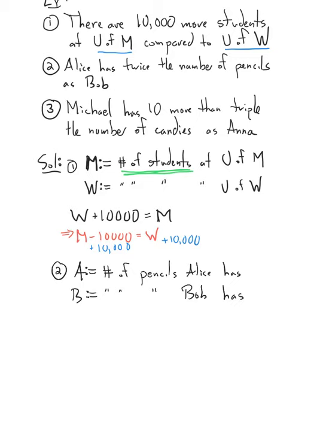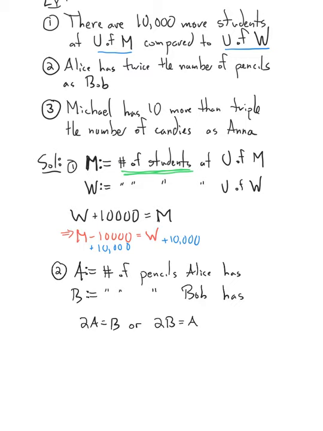Great. So let's go ahead and write this expression. If Alice has twice the number of pencils as Bob, well, there's kind of 2 ways to go. Twice is double, so we'll have to multiply by 2. So let's see, is it 2a equals b, or is it 2b equals a? So it's going to be one of these two.